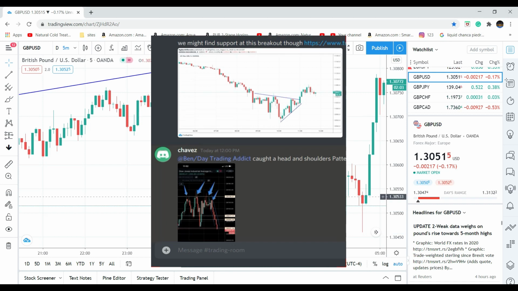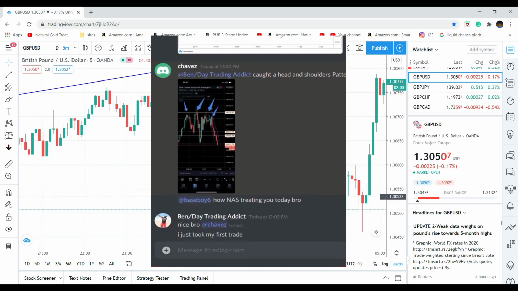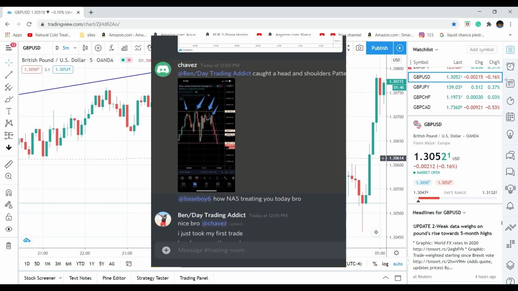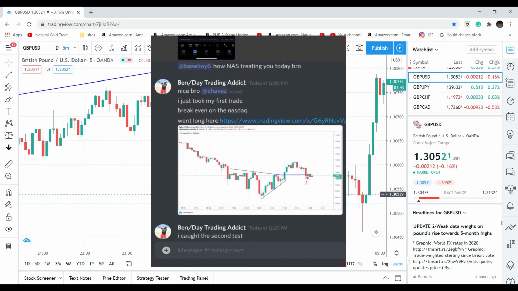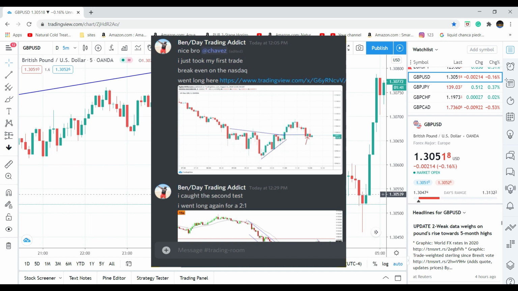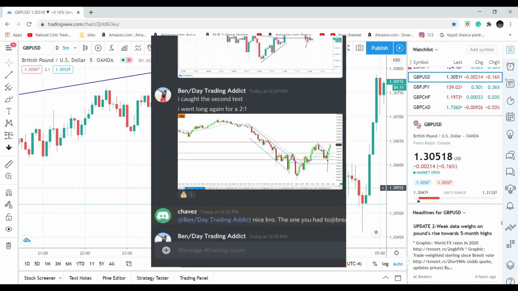This is Chavez right here showing his trades, how he took a couple of trades today. And this is me explaining that I took that trade, but it was a break even at first. And then I showed him the other trade that I took for the nice little 2 to 1.